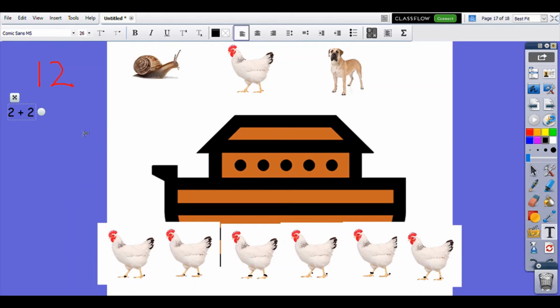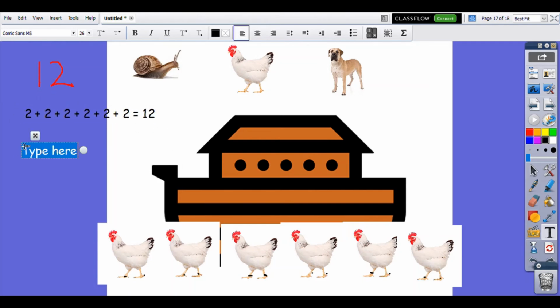So 2 legs and 2 legs and another 2 legs and another 2 legs. Oh, don't know why I did a 3. Remember, we're not using 3 today. So far, I've got 5 lots of 2. I need another one. And altogether, that totals 12. Interestingly, all of your totals today should be 12.